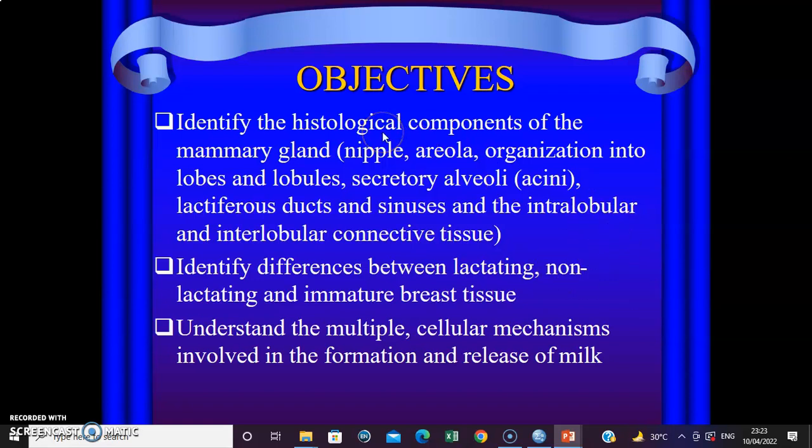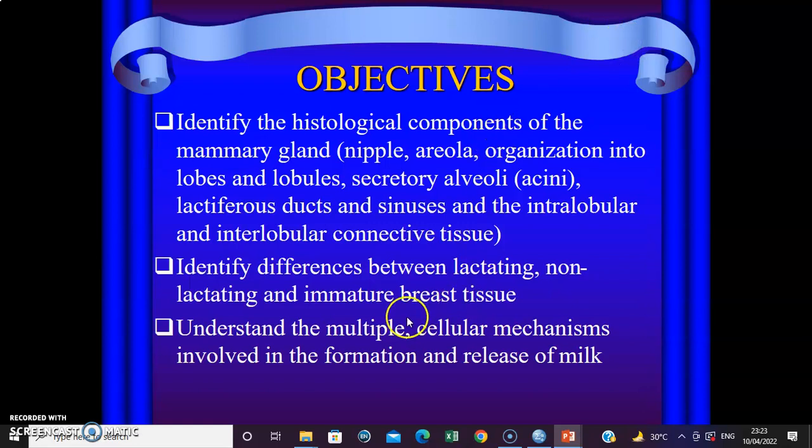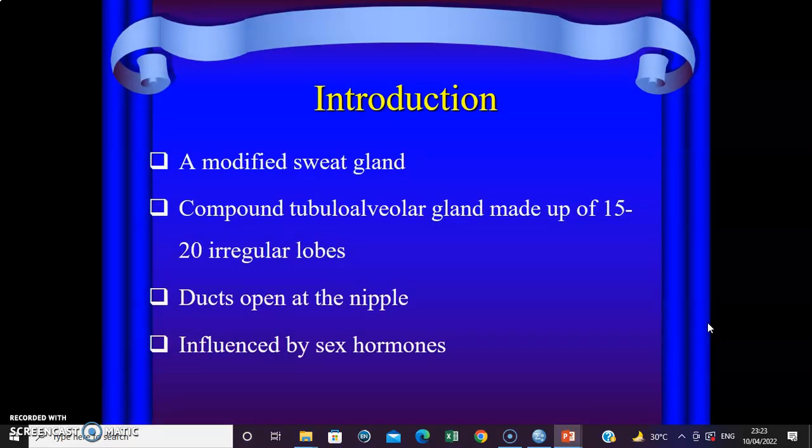So, these are the objectives. We'll discuss the different parts of the mammary gland, and the differences between lactating and non-lactating mammary gland. And you need to understand the mechanisms by which milk is produced and released.